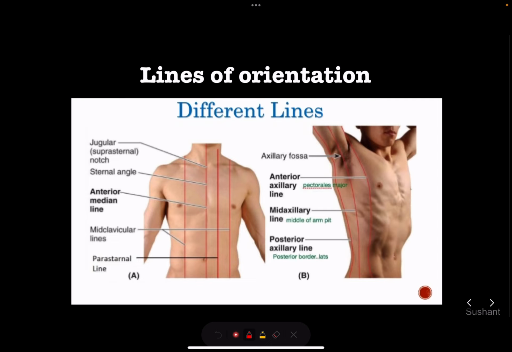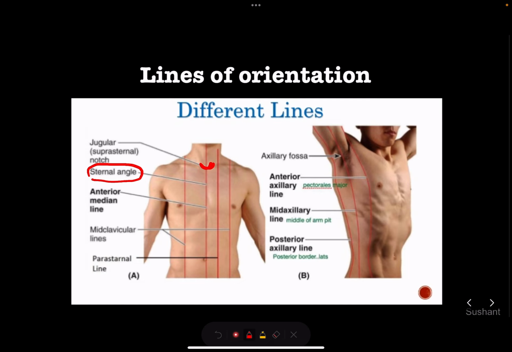Now, what are the different lines of orientation? As you can see, these lines drawn in the pectoral region extend upwards and downwards. We should focus only on the pectoral region. So there is this sternal angle. The sternal angle is where the manubrium joins the body of the sternum, and this notch here is the suprasternal notch.